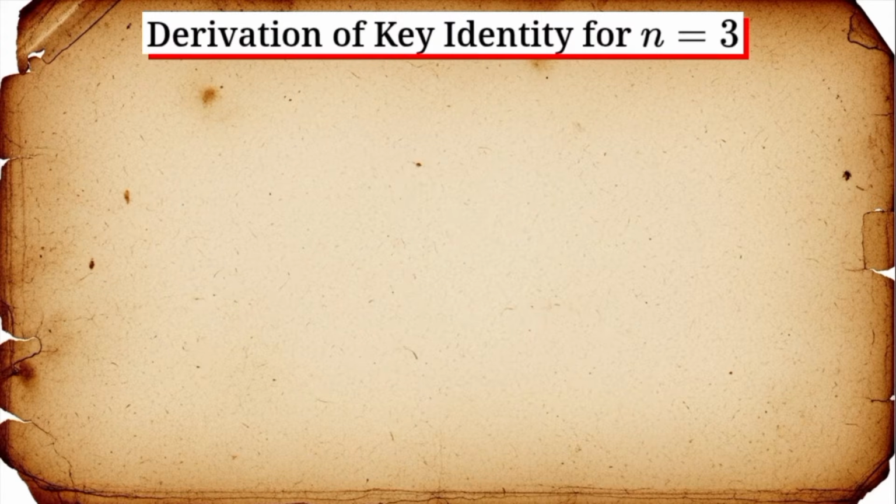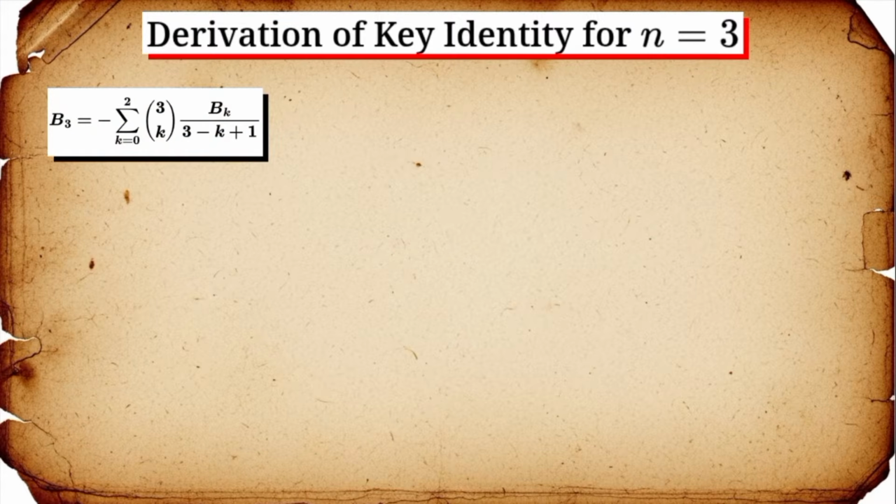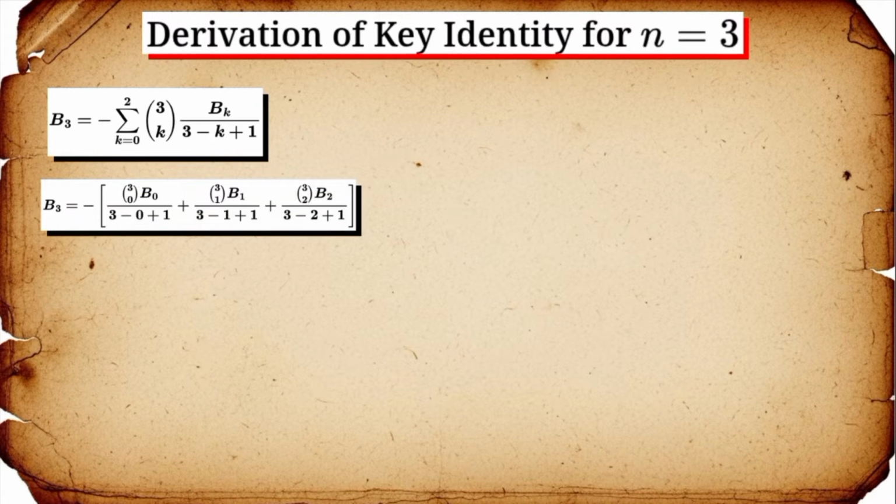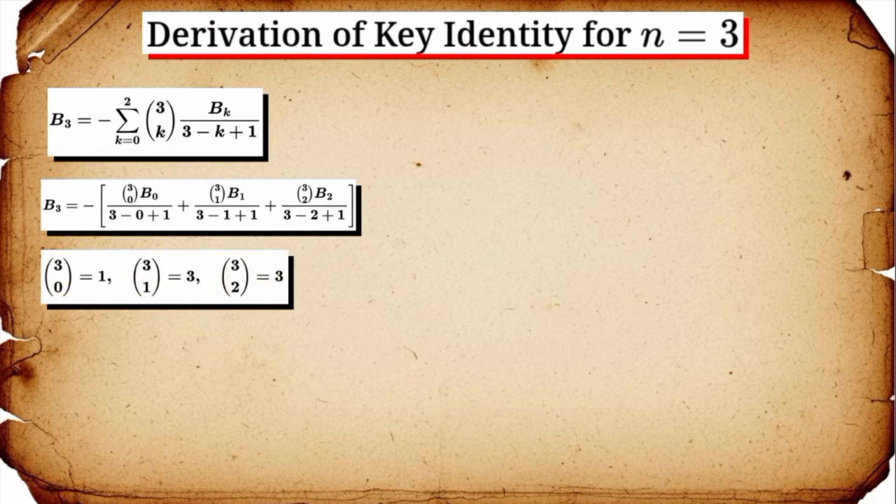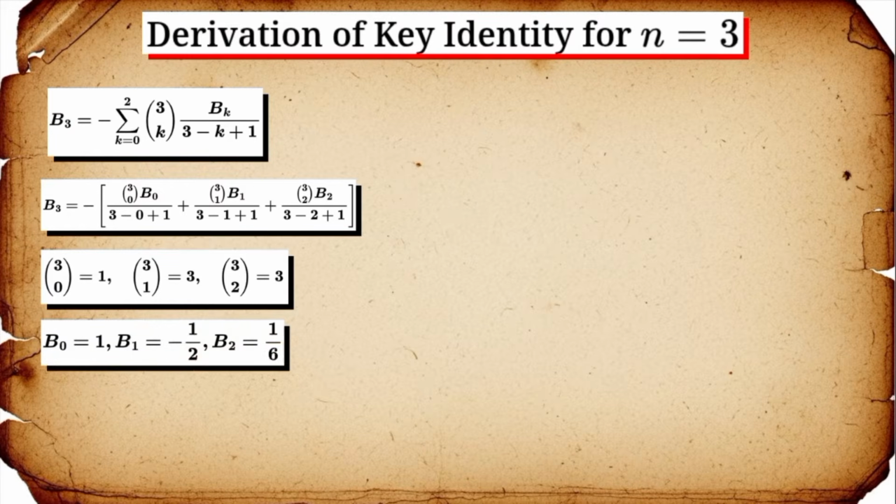Starting with the recursive formula for n equals 3, we see the expression on screen. Now, let's unpack this sum term by term. The expanded form is displayed. Calculating the binomial coefficients, we have 3 choose 0 equals 1, 3 choose 1 equals 3, and 3 choose 2 equals 3. And substituting the known Bernoulli numbers, b sub 0 equals 1, b sub 1 equals negative 1/2, and b sub 2 equals 1/6, we get the substituted expression shown.